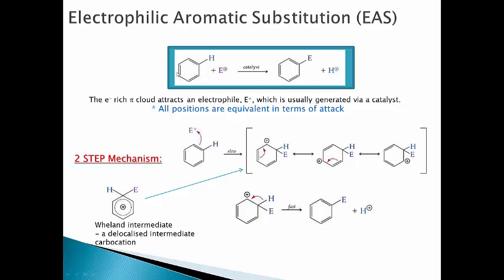So we've got our benzene ring here, we've got a hydrogen that's indicated on it, we've got an electrophile, and some kind of catalyst. The catalyst is there to generate the electrophile, and we have the electrophile adding onto the ring and the hydrogen coming off the ring. So they're swapping places, they're substituting.